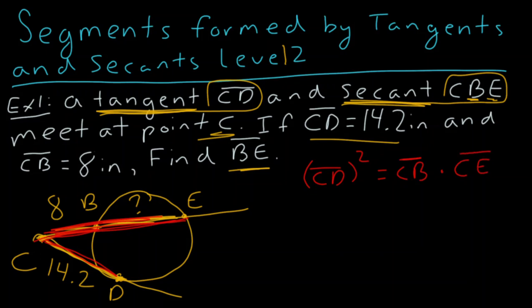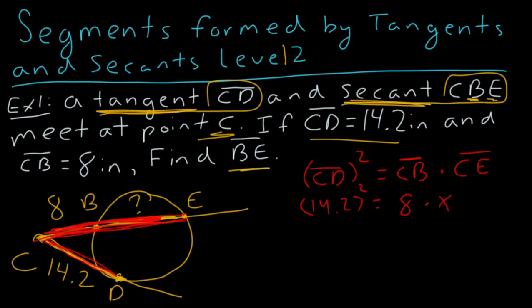And so really and truly, when we set up this statement, we're actually not going to be able to directly find out what the inner secant is, the BE segment. But let's get to that. So we know CD, we know our tangent is 14.2, so I'll write 14.2, and we want to square that, equals. We know that CB, our external piece, is 8 times, and here's where we want to use an X, because we don't know what is the whole length of CE.